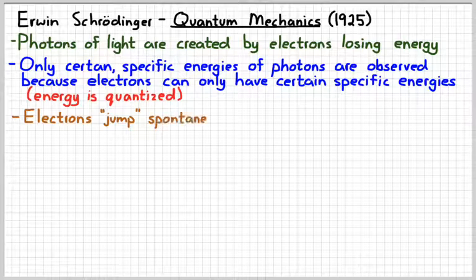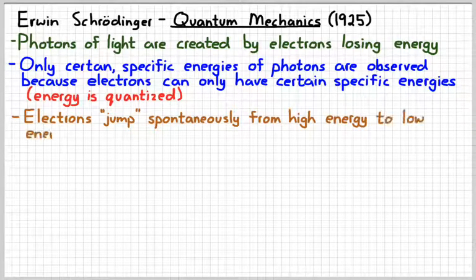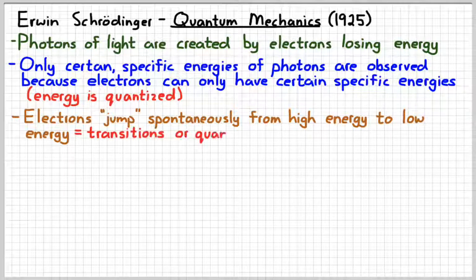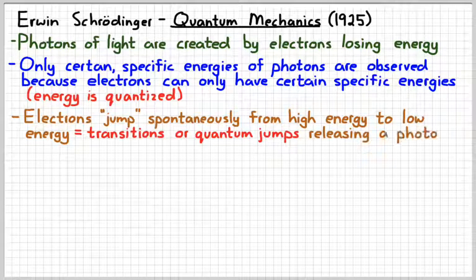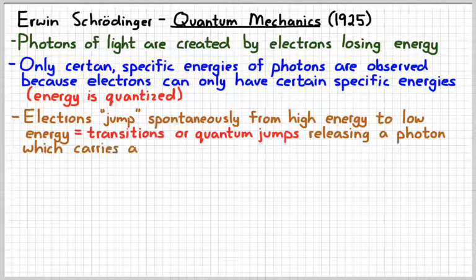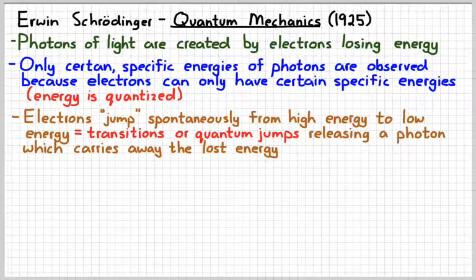And then the next idea here is that electrons will spontaneously jump, quote-unquote jump, from high energy states to low energy states. We're going to refer to these as electron transitions or electron quantum jumps. And in the process, they release a photon of light, which carries away the energy that they lose in the process of going from one energy state to another.